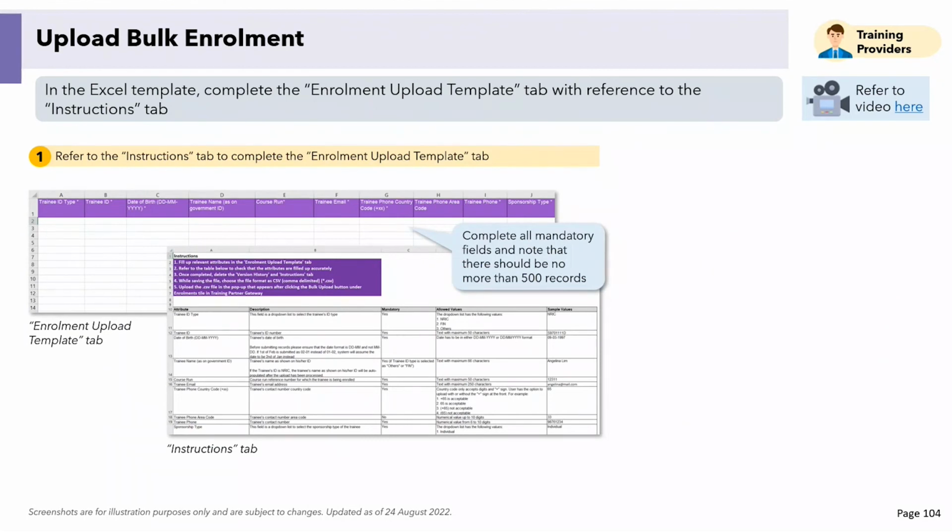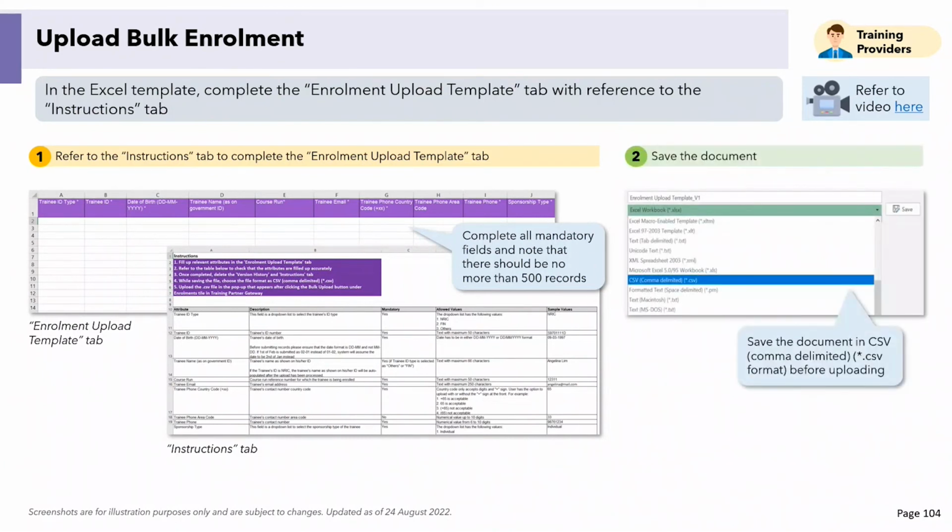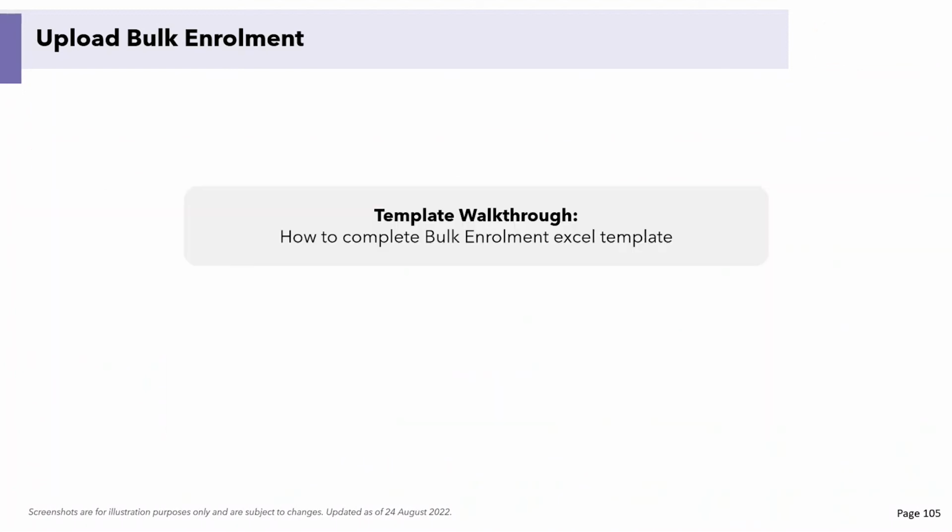So in the Excel template, there will be two tabs. One is the Enrollment Upload Template tab and the Instructions tab. So the Enrollment Upload Template tab is meant for the TPs to fill up, and for guidance on how to fill it up, the users can refer to the Instructions tab. Okay, so once this has been filled up, the document should then be saved in CSV format before uploading into the TP Gateway. Okay, so if I could just quickly pull up the Excel template here.